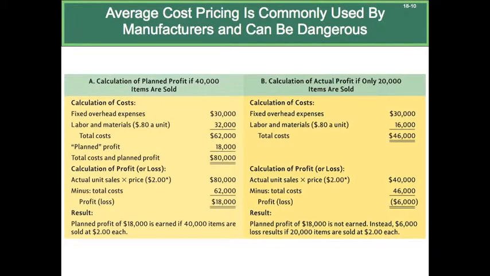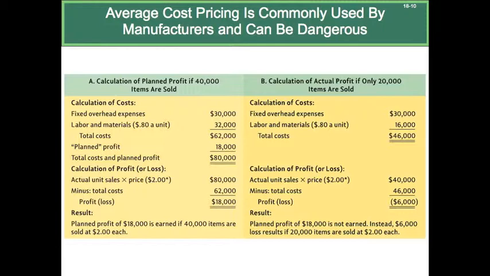Now on the right, here are some calculations of actual profit in the case that only 20,000 units would be sold. Again, the fixed overhead expenses for either volume would be the same, $30,000. But if the figures are budgeted on a sales base of 20,000 units, labor and materials recovered only amount to $16,000, obviously half. So the costs are not recovered at as fast a rate.